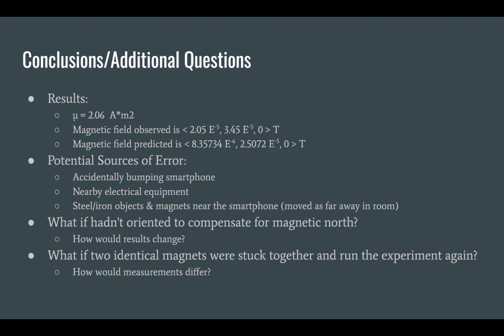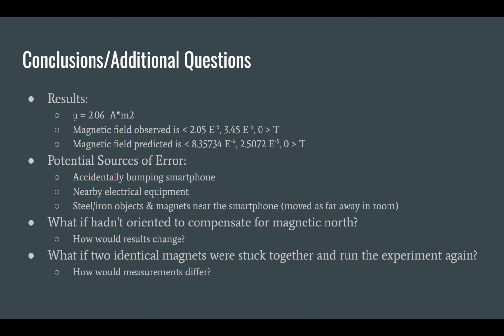In conclusion, the magnetic dipole moment equals 2.06 Am², and the values for the observed and predicted magnetic fields are listed. The observed values are larger than the predicted values, which could be due to sources of error in the lab, such as accidentally bumping the phone when adjusting the ruler, as well as nearby electrical equipment and steel, iron objects or magnets nearby.